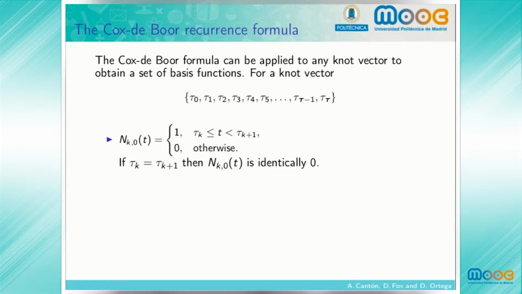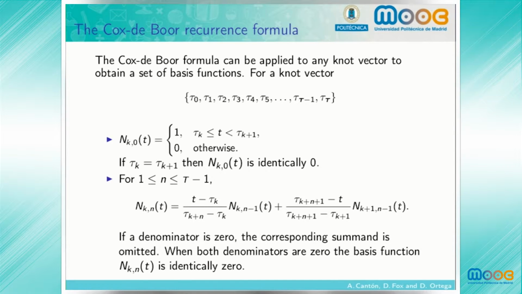interval. If two consecutive knots are equal, then the order 0 basis function is identically 0. The higher order basis functions are obtained recursively as linear combinations of two basis functions of order 1 less. The coefficients are given in terms of the knots. If a denominator is 0, the corresponding sum end is omitted. This occurs when there are repeated knots. When both denominators are 0, the basis function is identically 0.